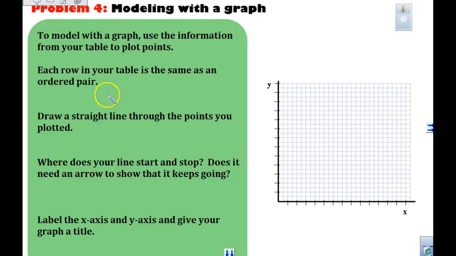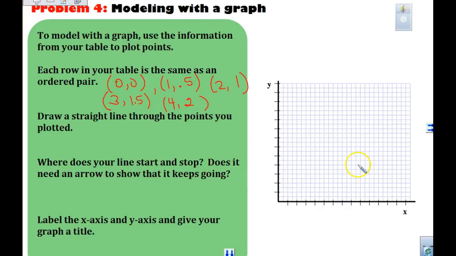So first thing, each row of our numbers is an ordered pair. So if you kind of have your notes open to that other page at the same time, the first ordered pair we want to look at was 0, 0. Please make sure you put the parentheses with it, okay? The next one was at 1 hour, we had 0.5. At 2 hours, we had 1. At 3 hours, we had 1.5. And at 4 hours, we had 2 inches of snow. So each row is that same ordered pair.